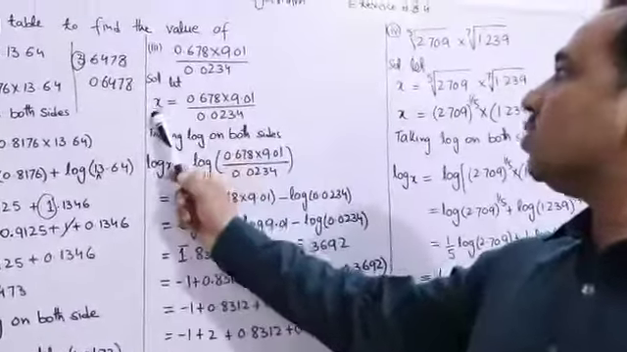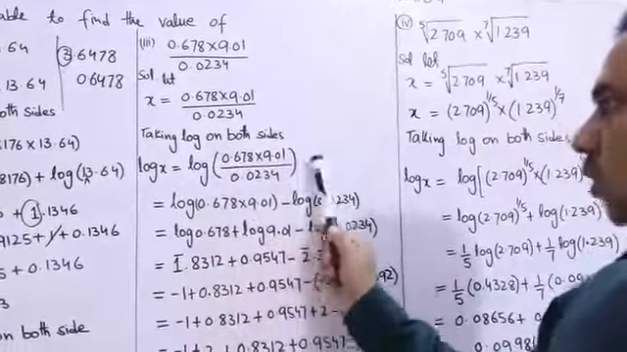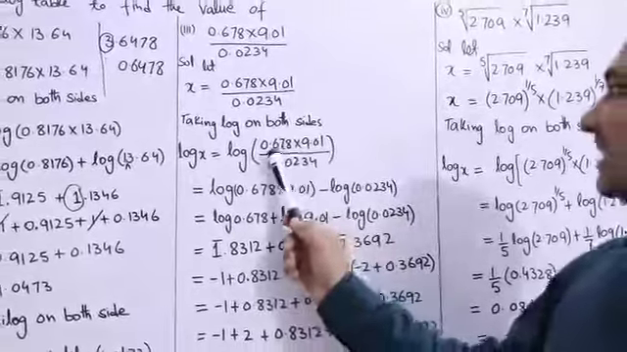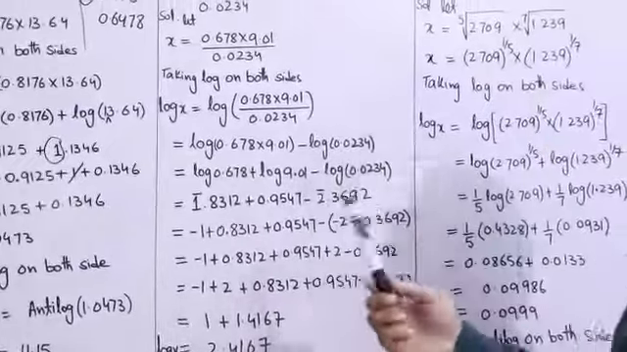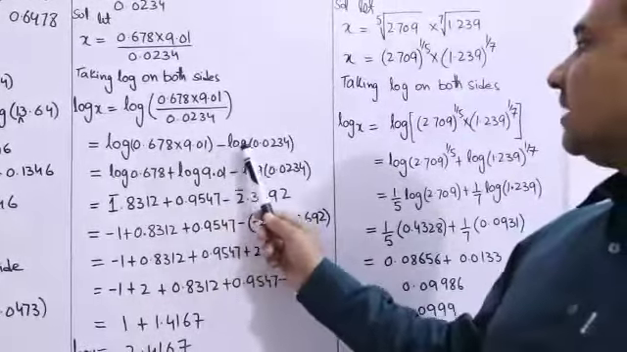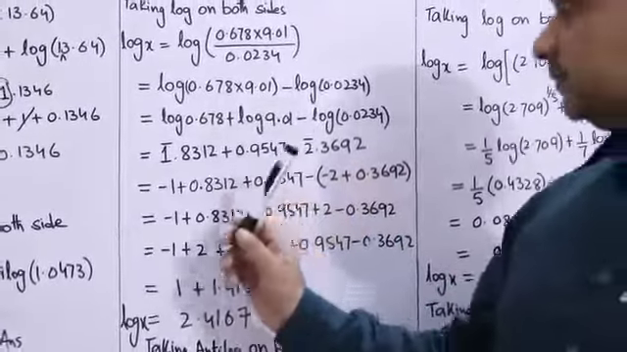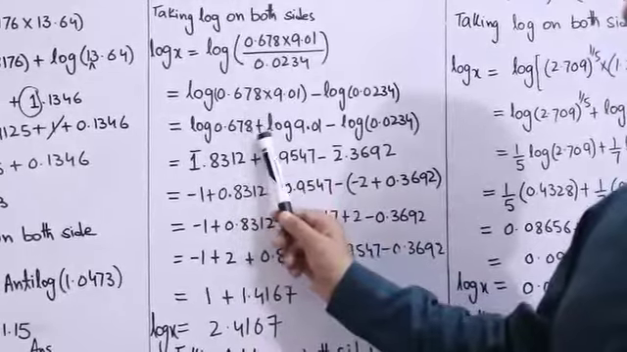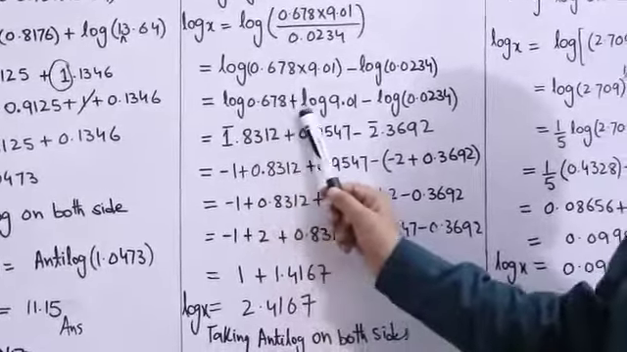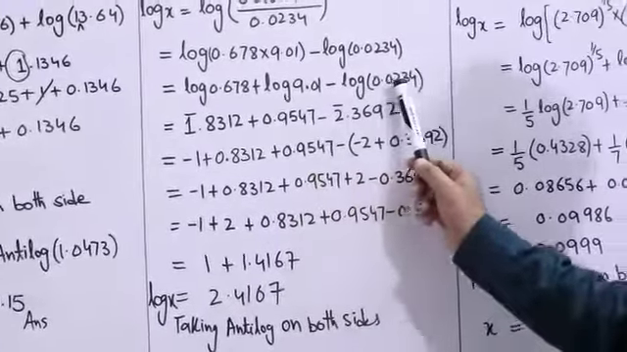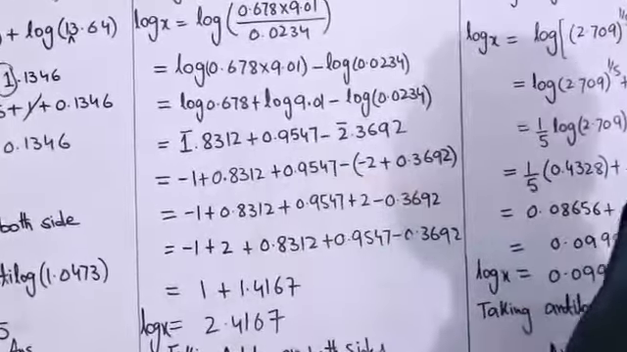Part 3: let this be equal to x. Taking log on both sides, log of x and log of this whole value. Now this is in the form of a quotient, so the quotient can be written in the form of a difference: log of this minus log of this. Now this value is in the form of a product, so we can write it as a sum. So log of 0.678 plus log of 9.01 minus log of 0.0234.